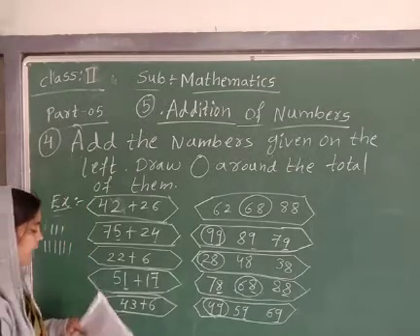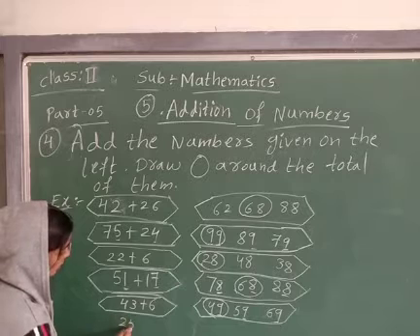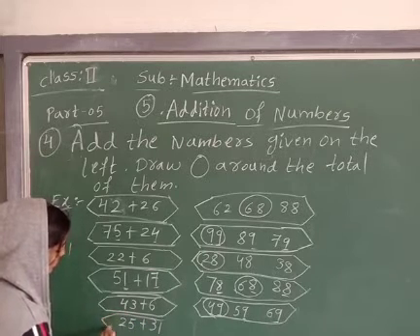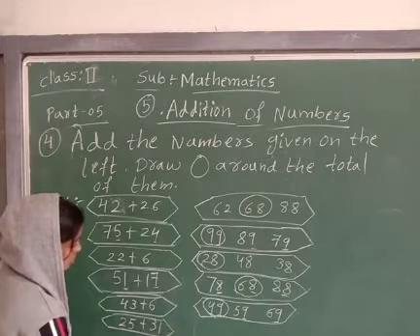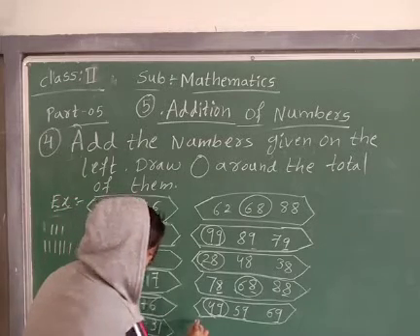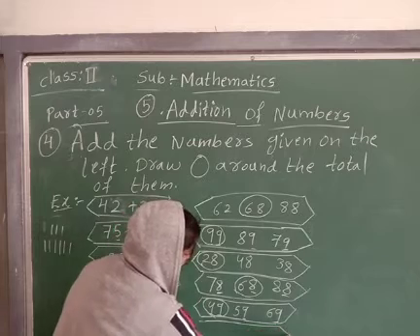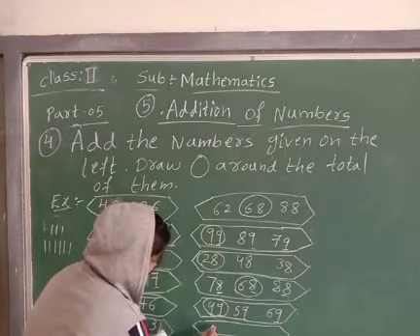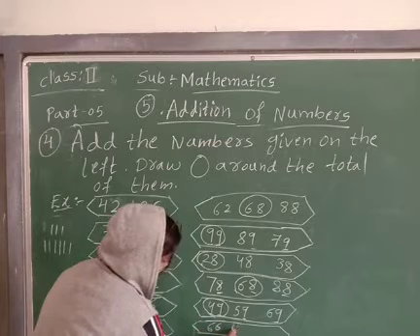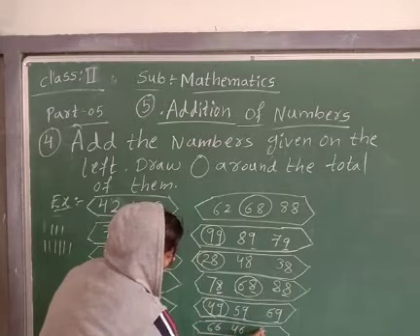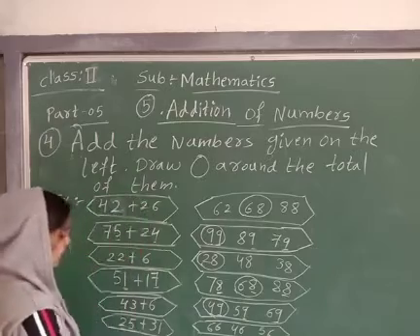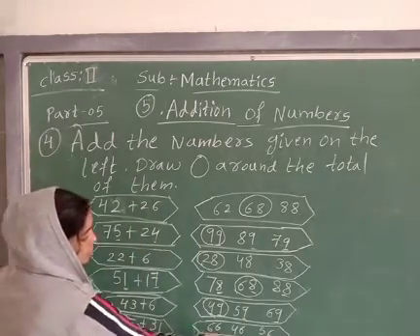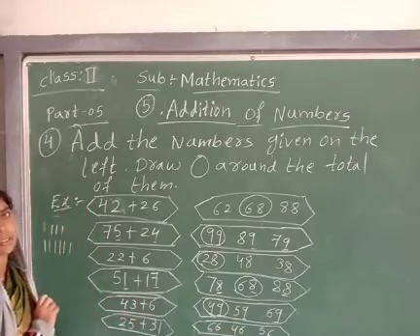Next, 25 plus 31. 25 plus 31. So here 66, 46, 56. See here, children, 5 plus 1, how much? 6. So in the ones place, all numbers have 6 only.